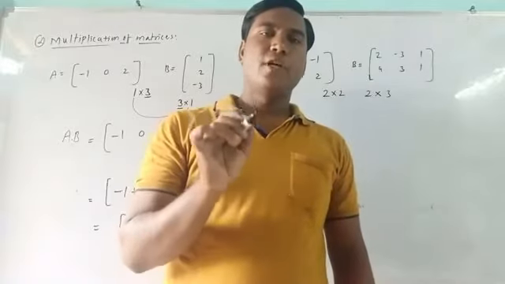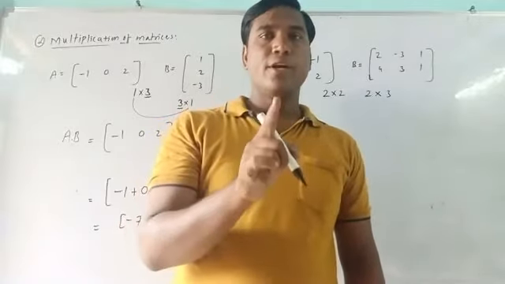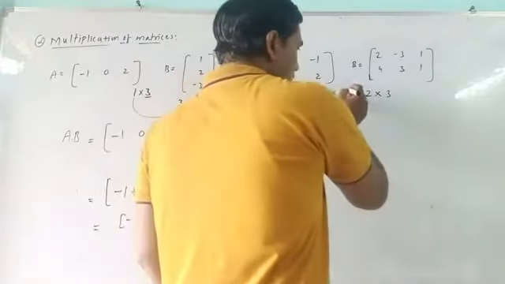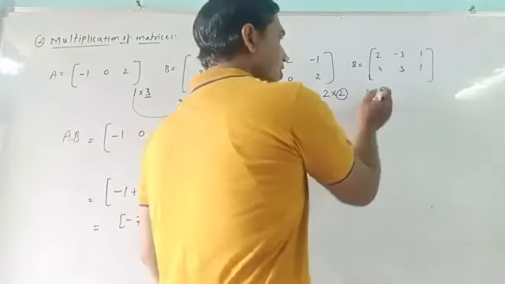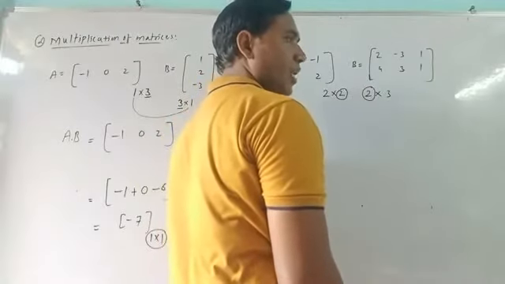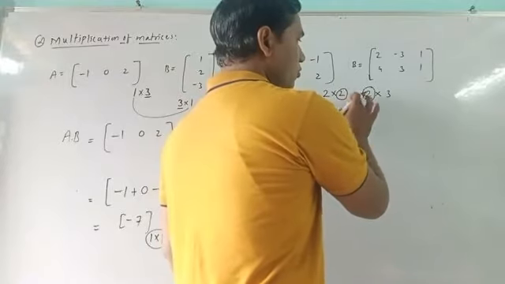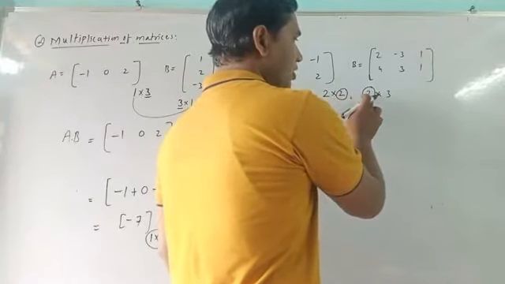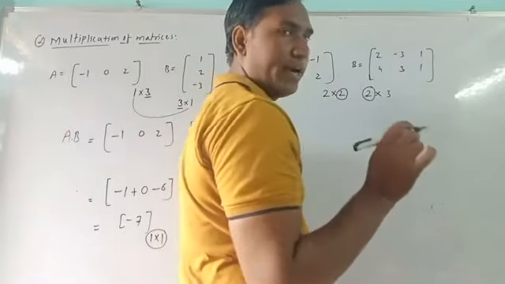Then we observe, and it is an important one, the second step is very important. We have to observe whether the number of columns in the first matrix is equal to the number of rows in the second matrix. It is an important step. So here it is 2 equal to 2. Both are equal. Both have the same one. So we can multiply the given matrices.